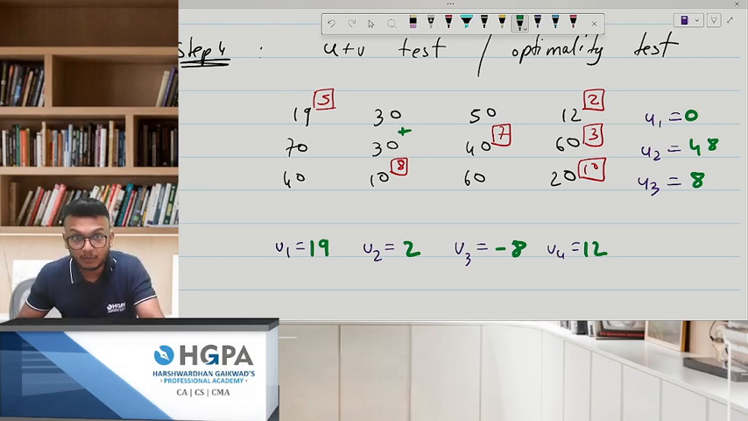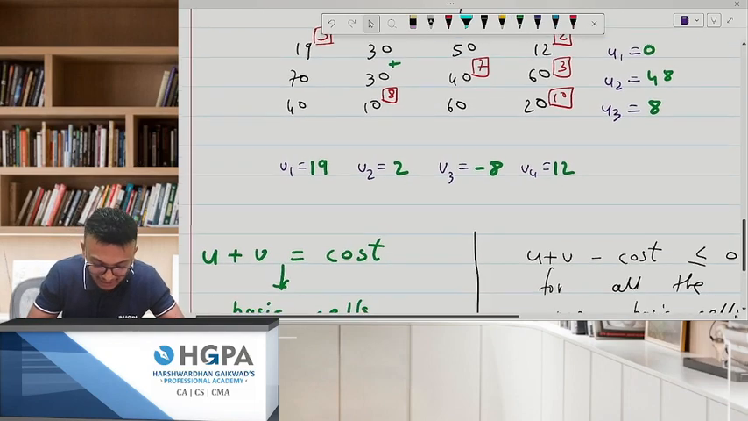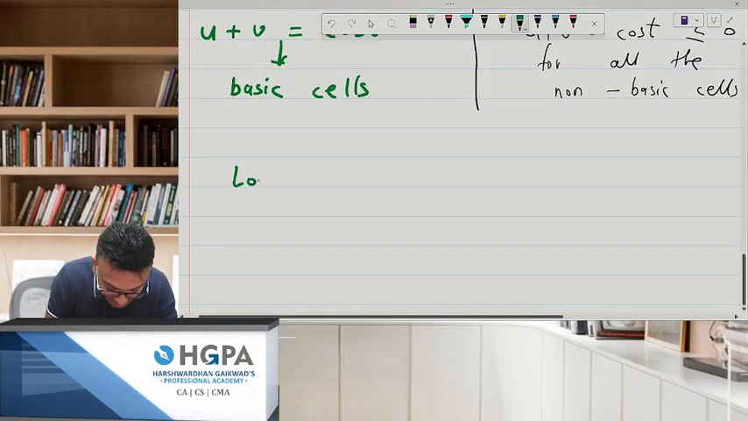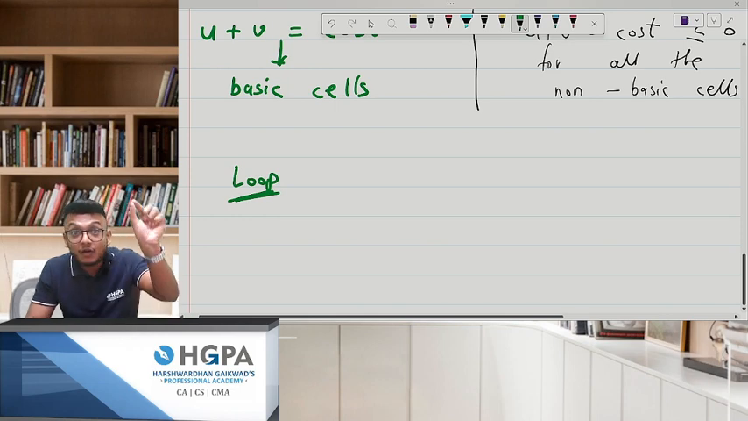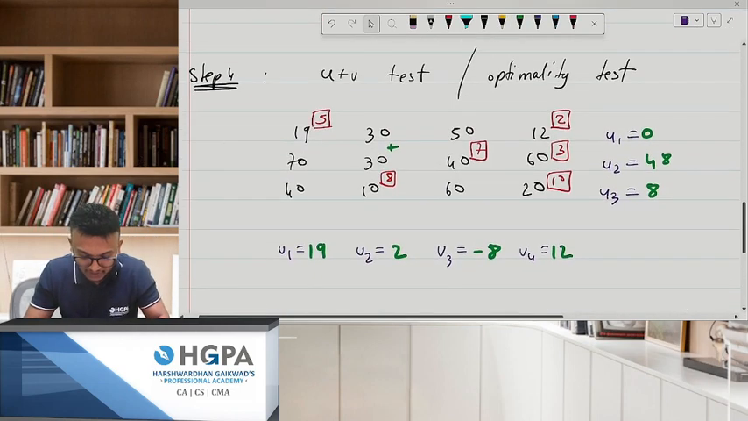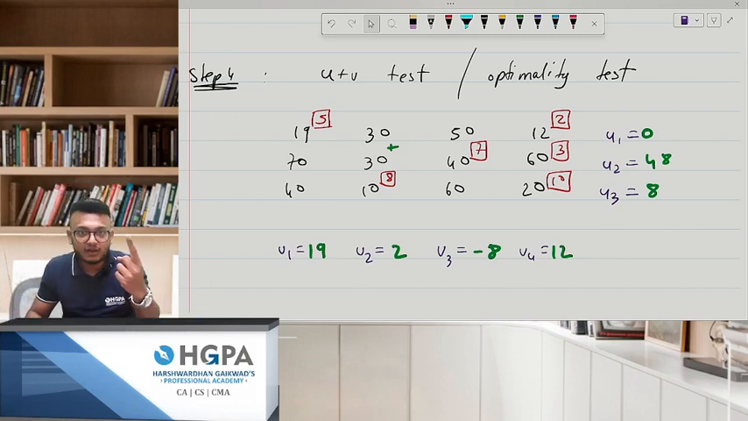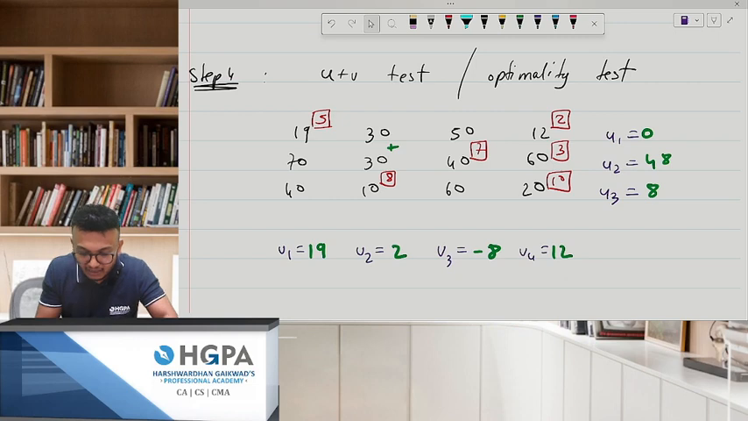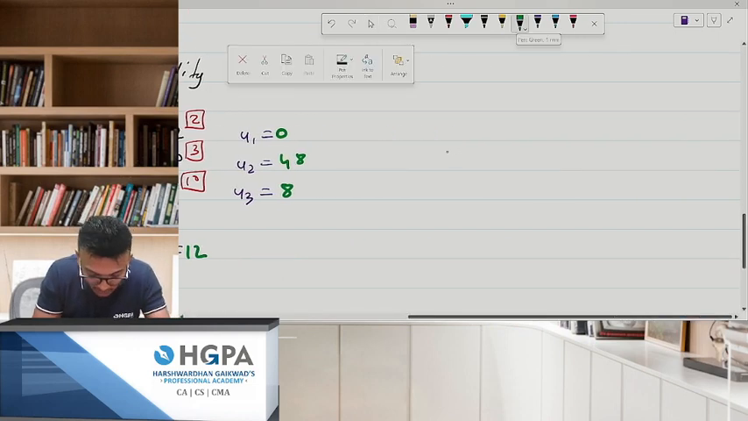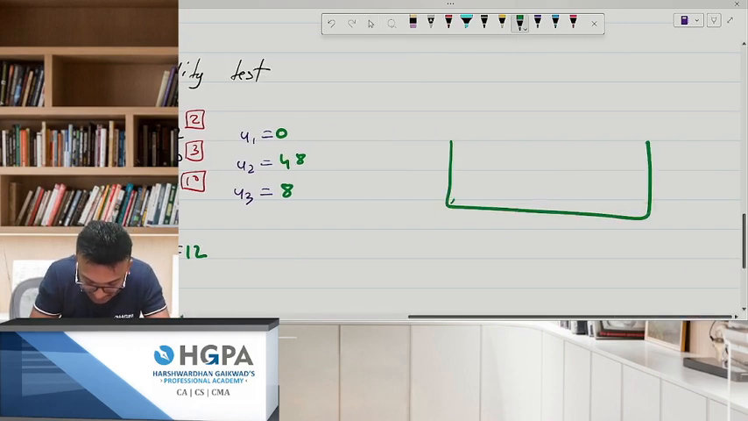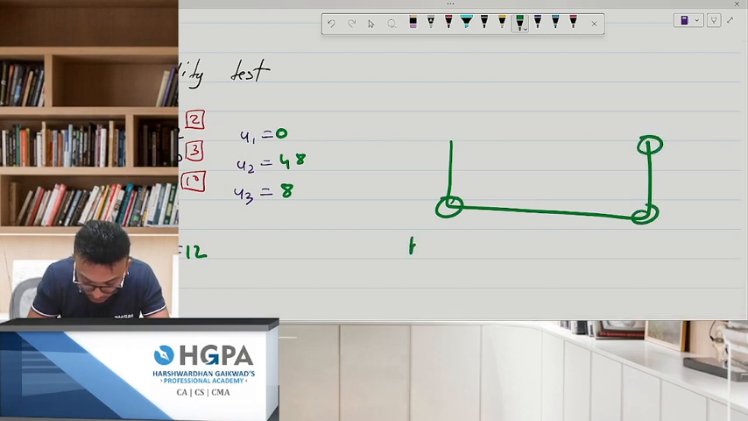Because if this is not optimal, then what are you supposed to do? The next concept, the loop, is going to come. How are you supposed to draw the loop? Pay attention, please. You are supposed to draw the loop from where the highest positive number is, but here we have only one number. Your loop will start from there, and make sure that when you are drawing a loop, the angles have to be all basic cells, only basic cells have to touch.